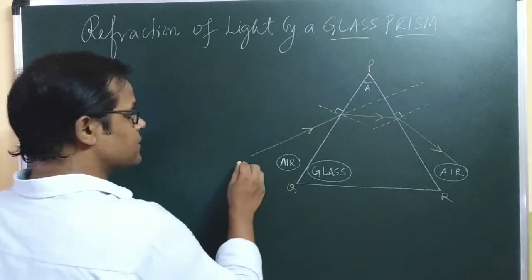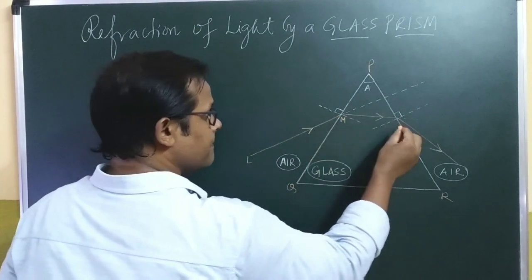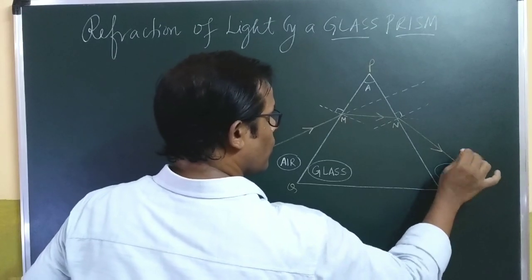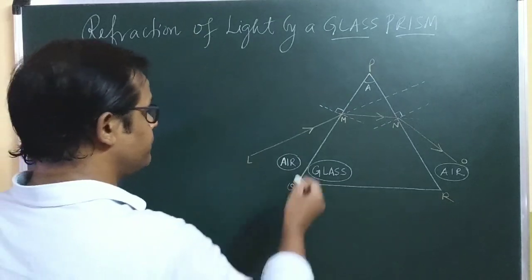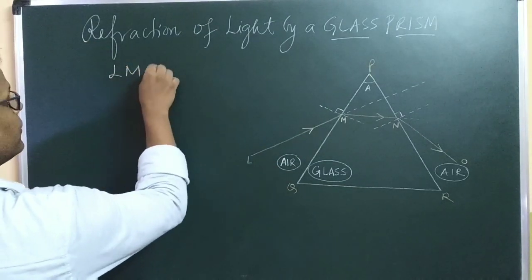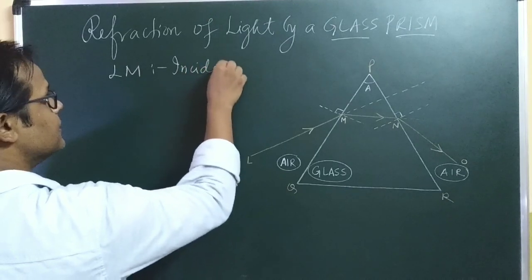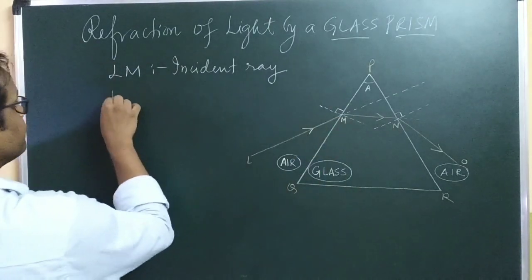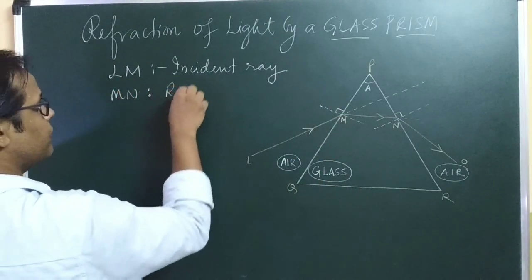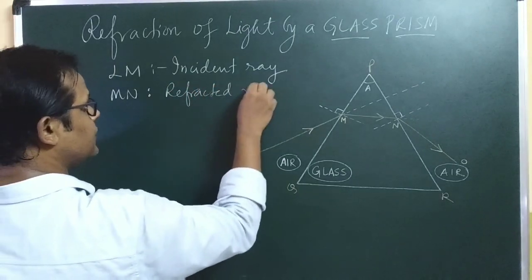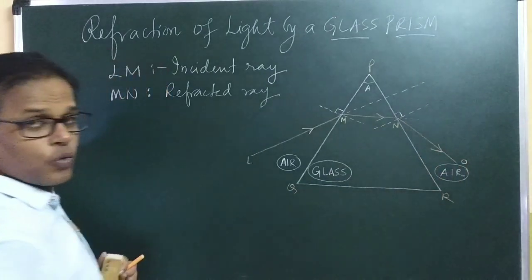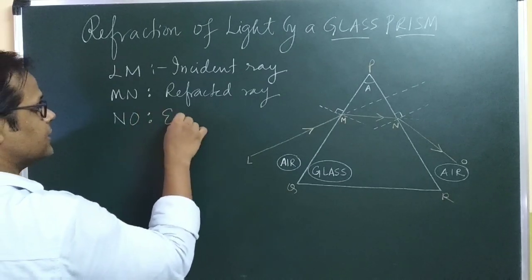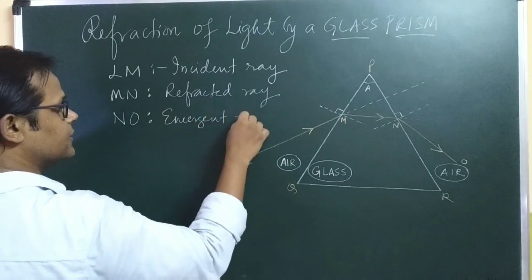So let me give you some names. L, M, N, and let us call it as O. Alright? So here, my dear, LM, the ray, will be called appropriately as the incident ray of light. MN is called as the refracted ray of light. And NO, which finally comes out of the glass prism, should be called as the emergent ray of light.